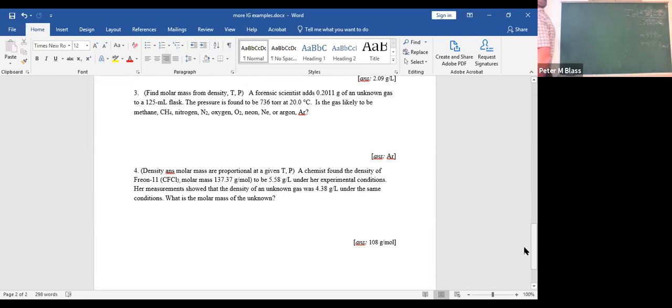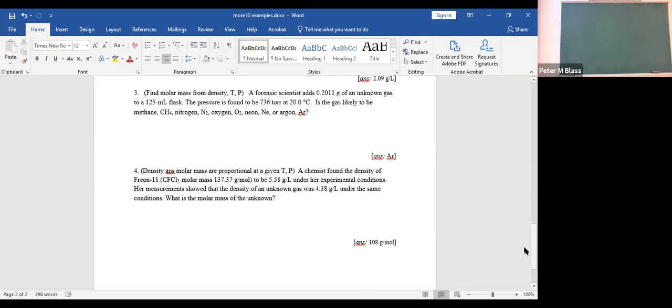A chemist found the density of Freon 11, they give you the molar mass, 137.37, to be 5.58 grams per liter under her experimental conditions. Now that would be temperature and pressure, but they didn't say what they are. Her measurements showed that the density of an unknown gas was 4.38 grams per liter under the same conditions. So they're saying the same temperature and pressure. So what was the molar mass of the unknown? How are we going to tackle that?